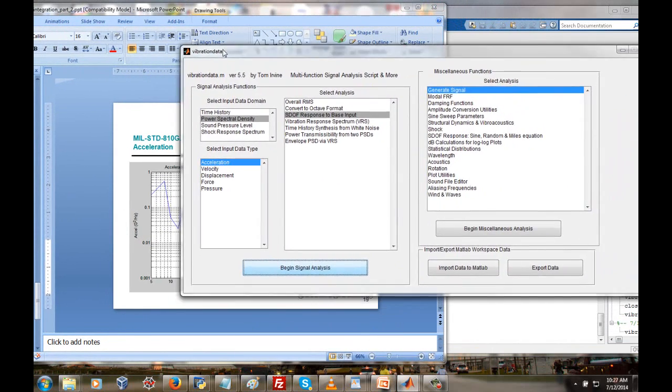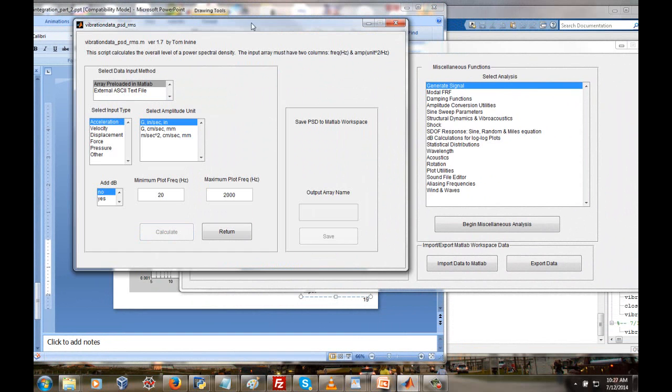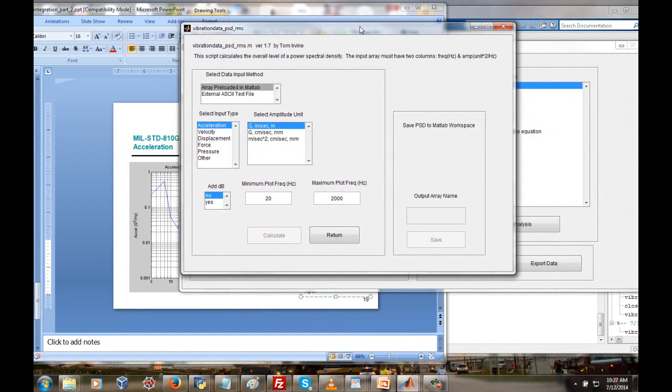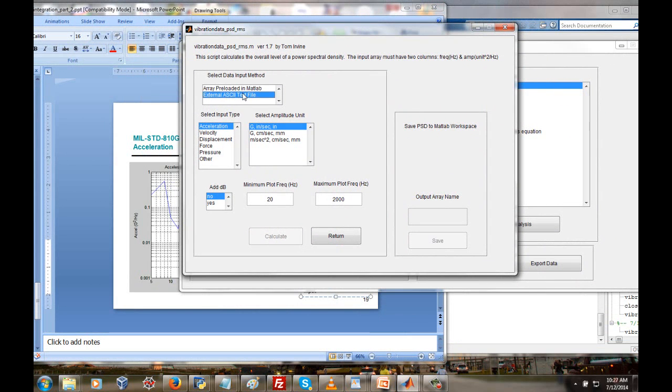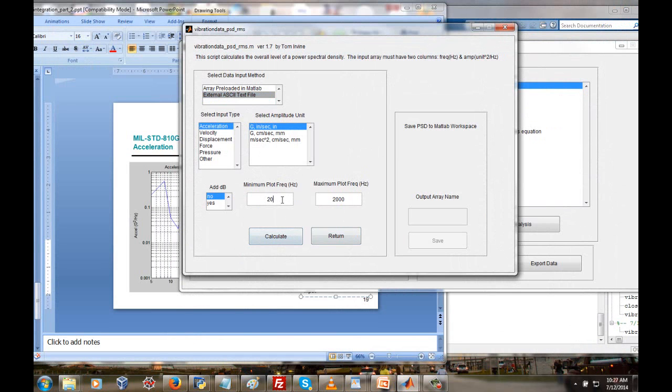So let's go back to our GUI, and we've got PSD overall RMS. We've already run this once today. Let's call in, I've got these points in an ASCII text file called 2_wheeled_trailer_vertical.txt. Open it up. Let's see, we've got English units. I'm going to change the frequency limits from 5 to 500. No dB added. Let's calculate.